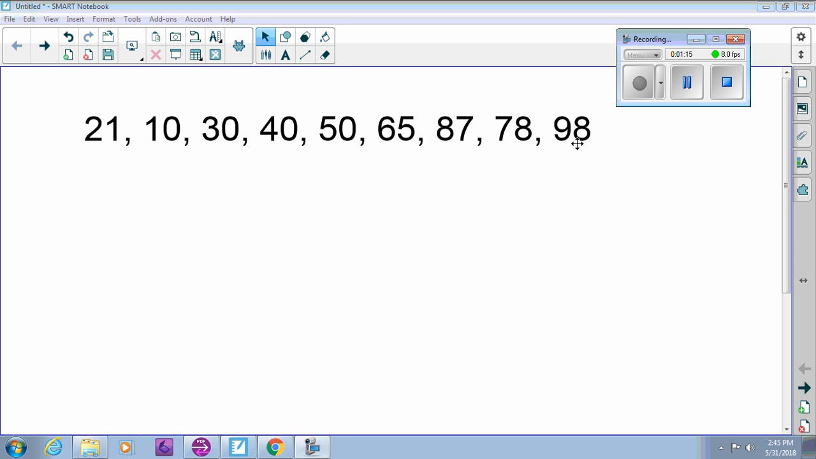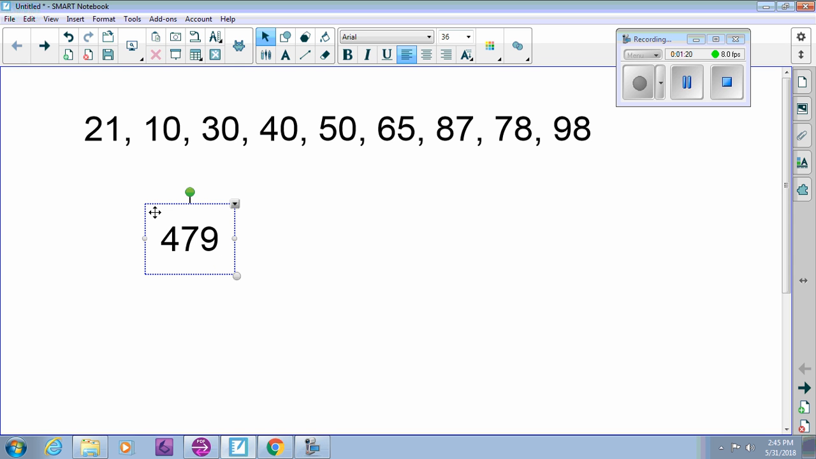Divided by 9. All right, so 479 is our sum, right? Yep. And then we're going to divide that by how many, Josh? By 9. And what do we get when we do that, Chad? Take 479 and divide it by 9. 53.2. Very good. If you do that on your calculator, you get 53.2.